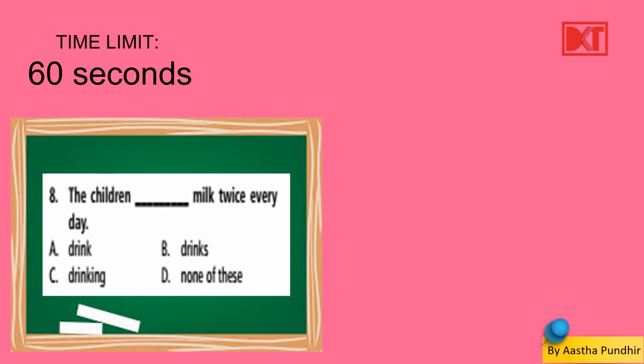Okay, here the children dash milk twice every day. Drink milk, drinks milk, or drinking milk. Here the correct answer is A. The children drink milk twice every day. Why drink milk twice every day? Because you see here the children, this is which subject? This is third person plural. So the children drink milk twice every day. Alright.